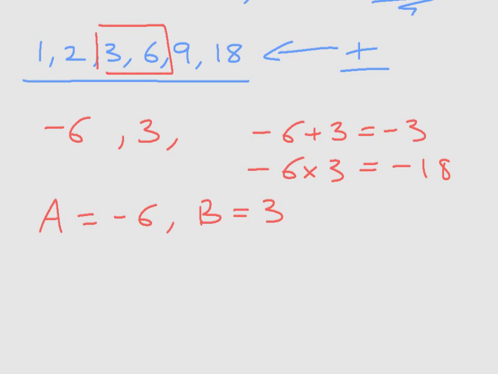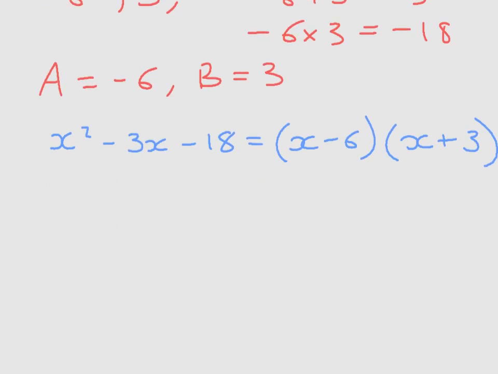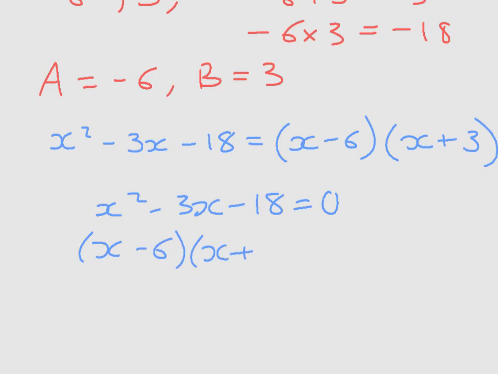Finally, now that we've done this, we can rewrite our quadratic equation, x squared minus 3x minus 18, as (x minus 6) times (x plus 3). Our quadratic equation is now factorized. So when we solve x squared minus 3x minus 18 equals 0, we're actually solving (x minus 6) times (x plus 3) equals 0.